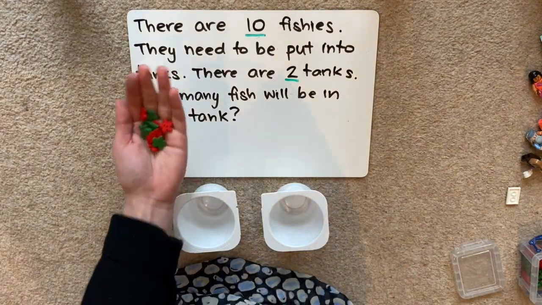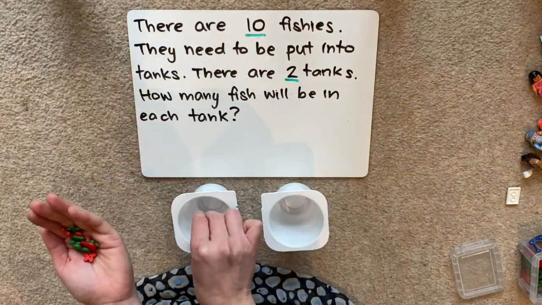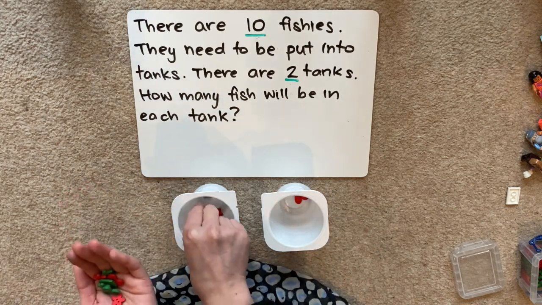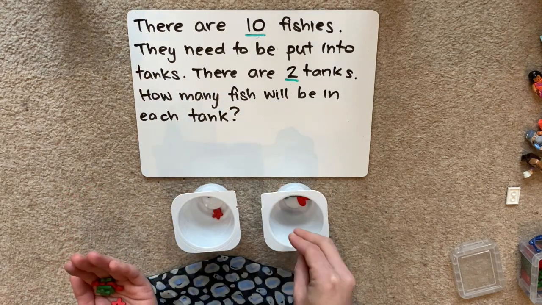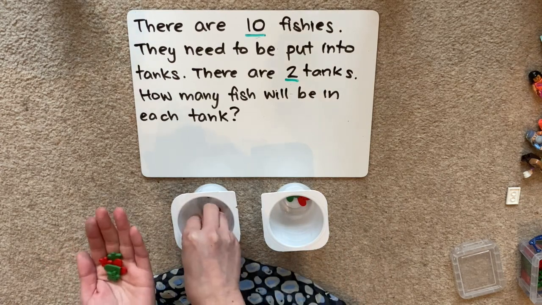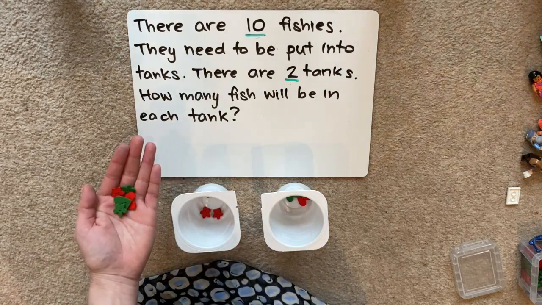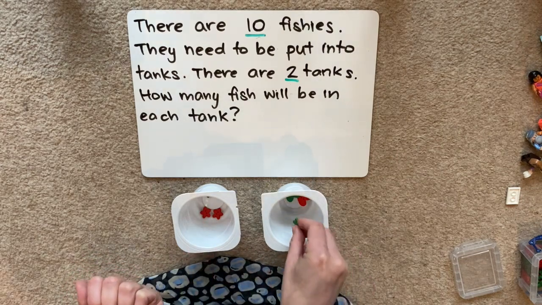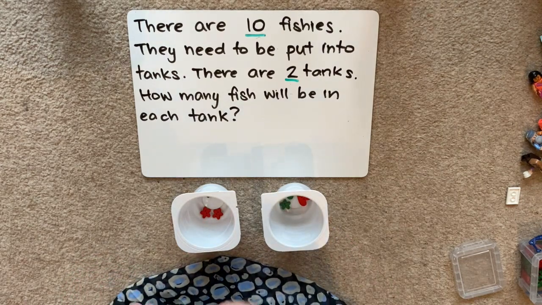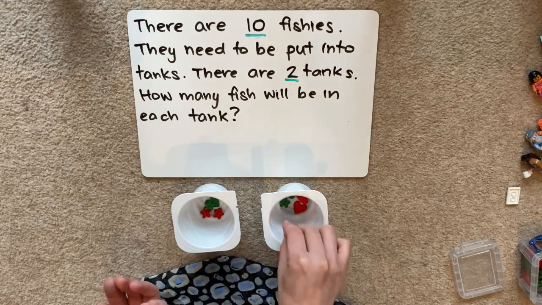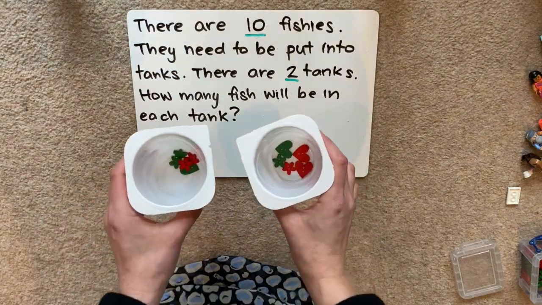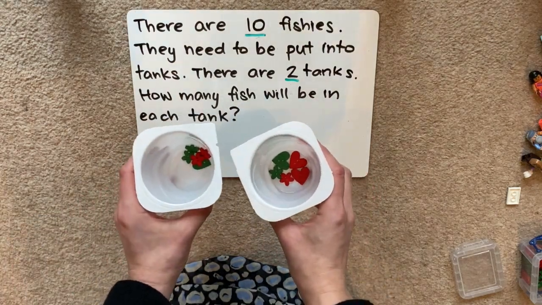So I've got my 10 fish and I'm going to go 1 for you, 1 for you, 1 for you, 1 for you. And I'm going to keep going until I don't have any more fish in my hand. So I've got 3 in here and 2 in here, which means I need 1 in there. 1 for you, 1 for you, 1 for you, 1 for you. So I've got my 10 fish that are split equally into 2 tanks.